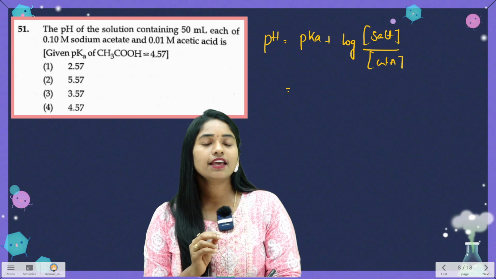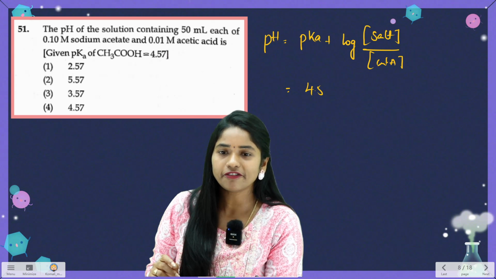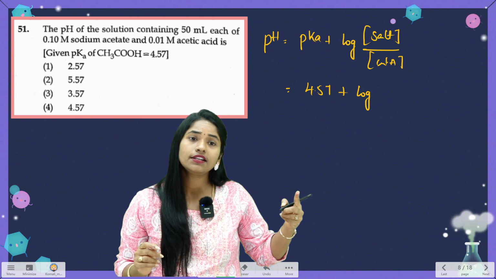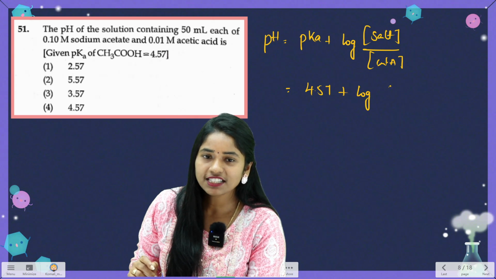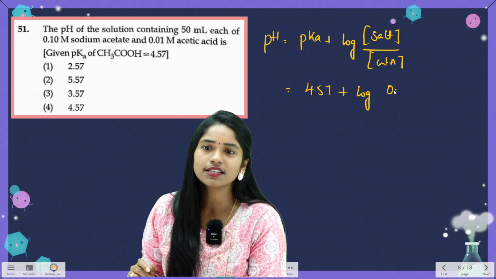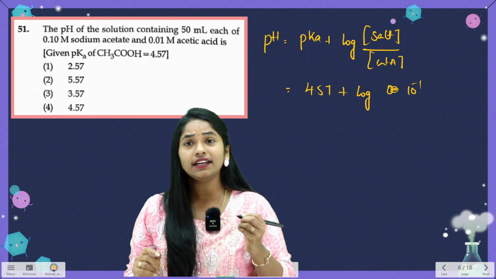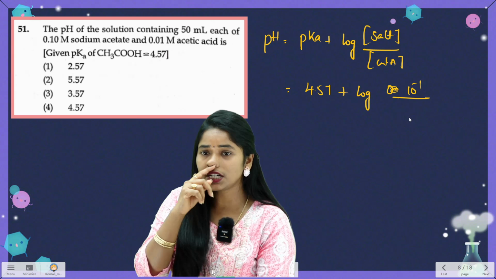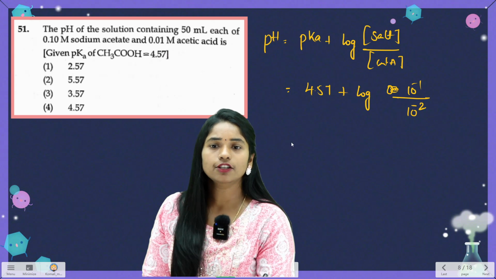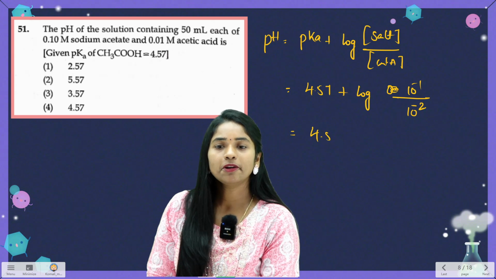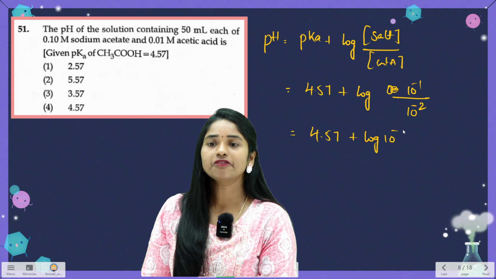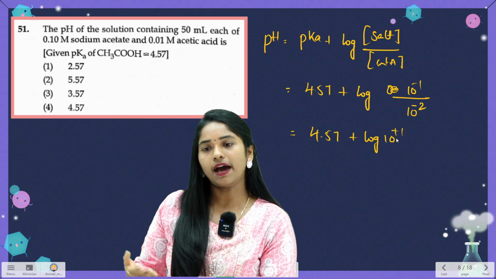What is the pKa, students? 4.57 plus log of the salt concentration, which is given as 0.01, which means 10 power of minus 1, divided by the weak acid, which is 10 power of minus 2. Then it will be 4.57 plus log of 10 to the power of minus 1 over 10 to the power of minus 2. If it goes up, it is 10 power of plus 1.